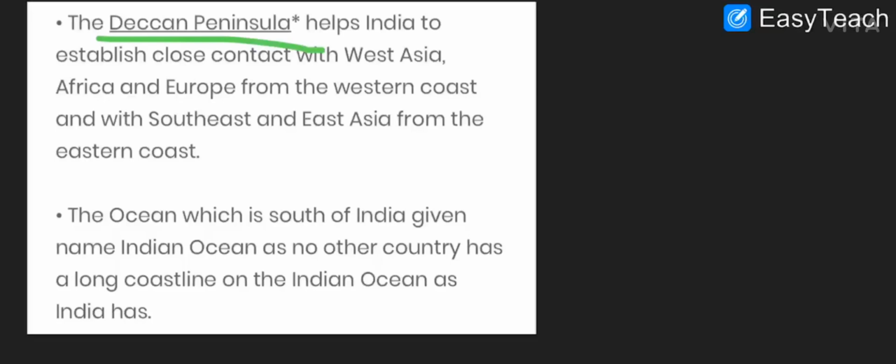It helps to establish close contact with West Asia, Africa and Europe from the west coast, and with Southeast Asia from the eastern coast. Is that clear, children?